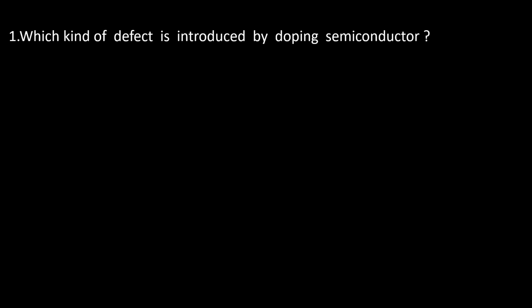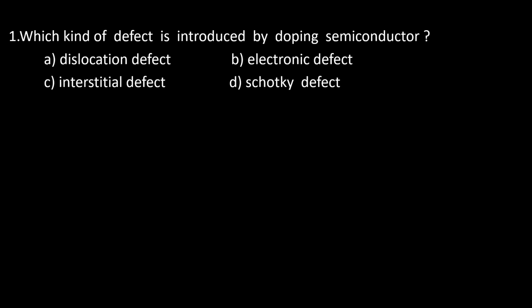Which kind of defect is introduced by doping the semiconductor? A. Dislocation defect. B. Electronic defect. C. Interstitial defect. D. Schottky defect.